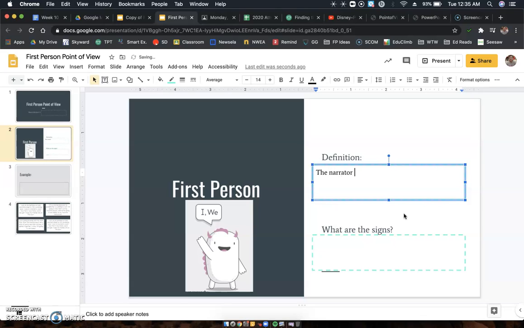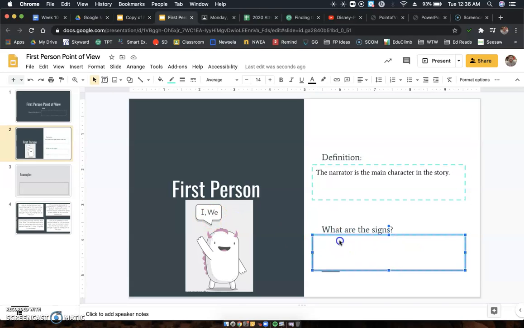The definition is when the narrator, remember that the narrator is the person who's telling the story, is the main character. I'm going to take that back. The narrator is the main character in the story. Very important. What we see a lot of is I, we. We're actually going to write those down here.